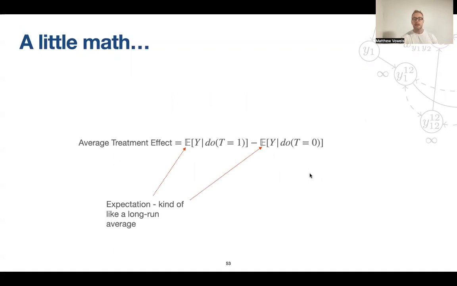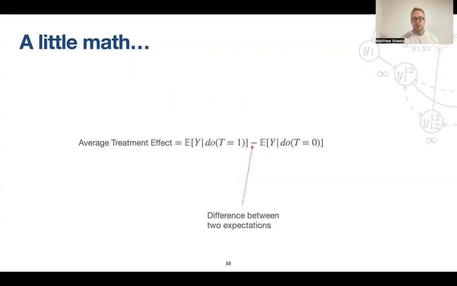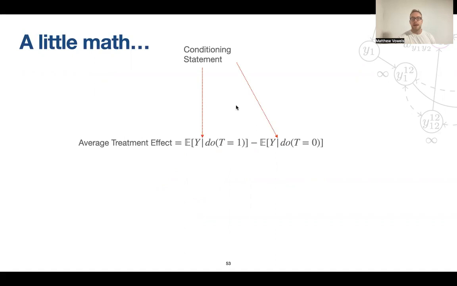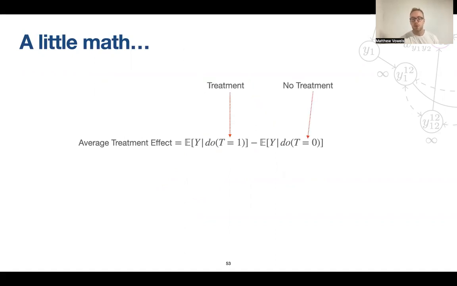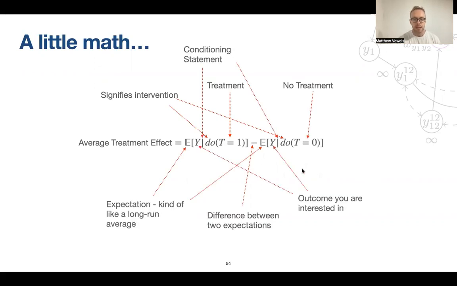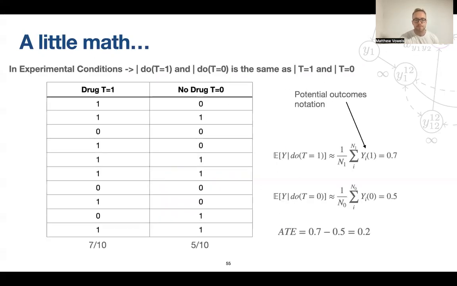So just to make it clear, this expectation is like a long run average. It's something that we're going to estimate. It's not going to be something that we have direct access to. We're looking at the difference between these two expectations in terms of the outcome under two different conditions: one when we have treatment and one when we don't have treatment. And this do, as I said, signifies intervention. It's almost like an idealized experimental quantity. Here's all the information altogether.